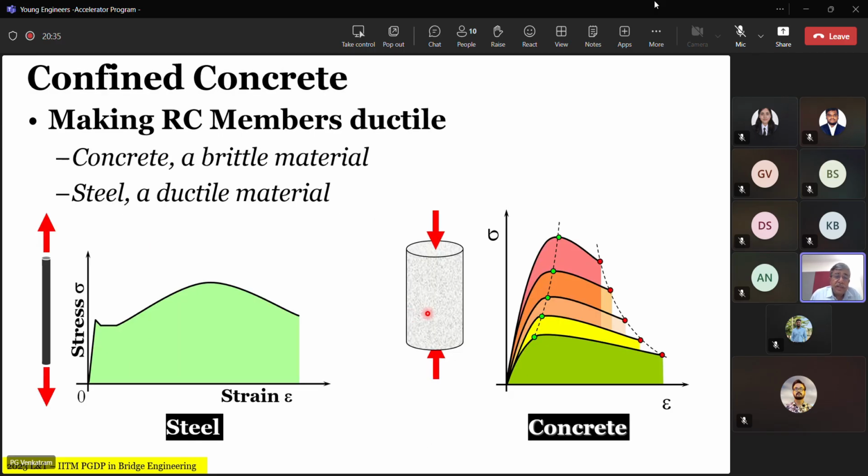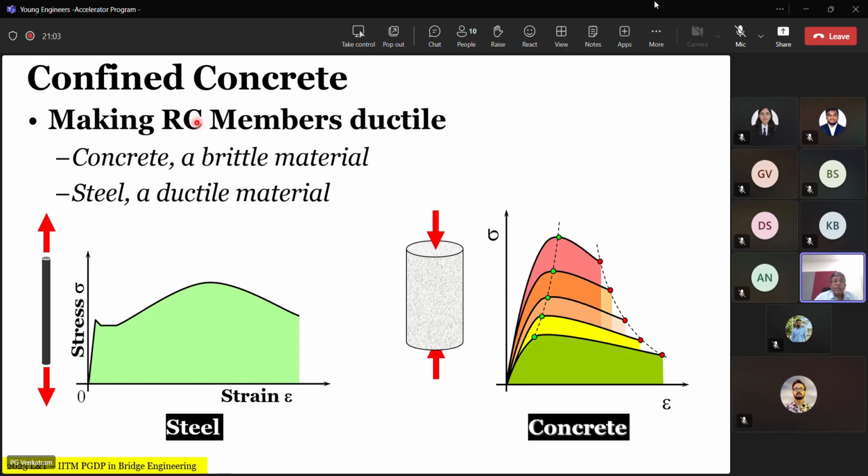Whereas steel is an extremely ductile material. That means your epsilon u versus epsilon y ratio is enormous for reinforcement. But it has also got a very high strength.